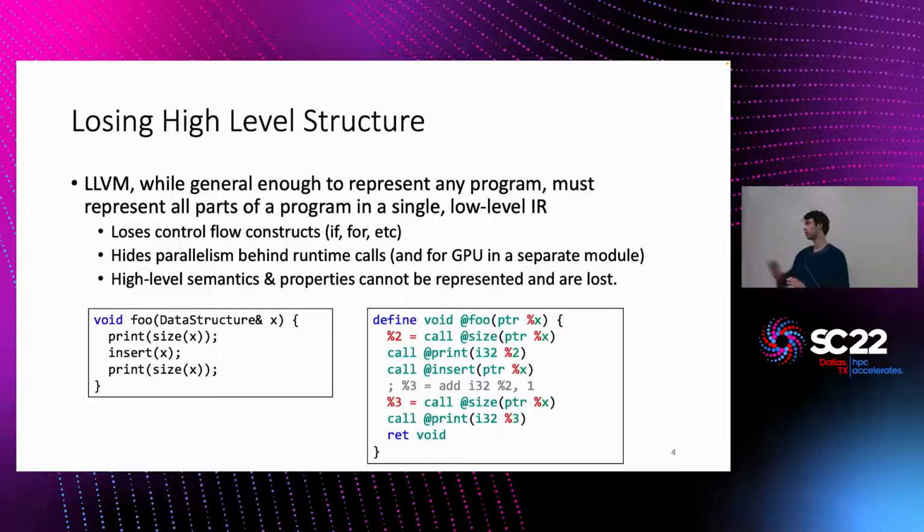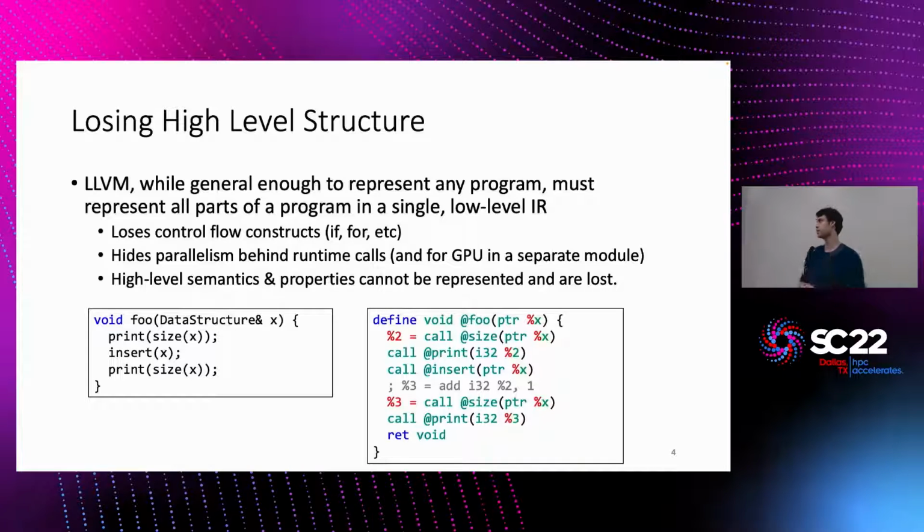As an example, let's look at this little code snippet on the left that takes some arbitrary data structure, and I first get the size of that data structure. I then insert an element into it, and then finally I print the size of it again. Now, when I compile this, I get the code here on the right. First, I see the call to size, then I print it, I then insert that single element into it, and then I have to call the size function again.